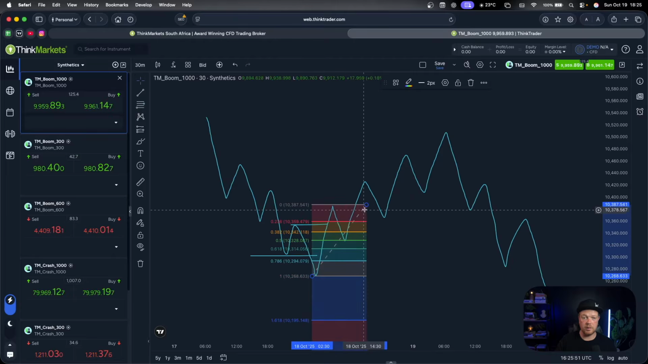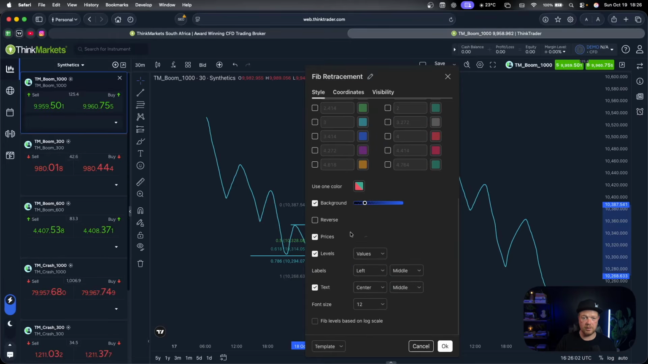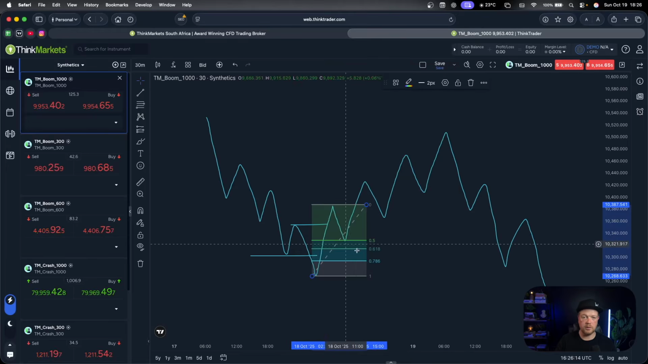I'm going to quickly show my fib settings so you can see exactly what my settings are. This is default, as you can see. So I'm going to show you how my fib settings look. Let's just make it nice and clear. So there we go. Take a screenshot and then let's get back to the video. So these are my fib settings. You can use the standard fib settings, and this is the strategy.